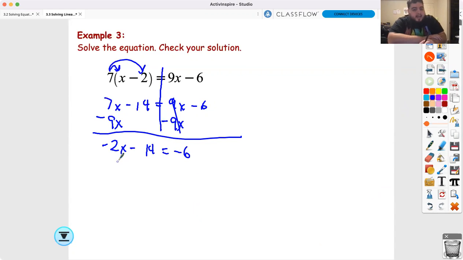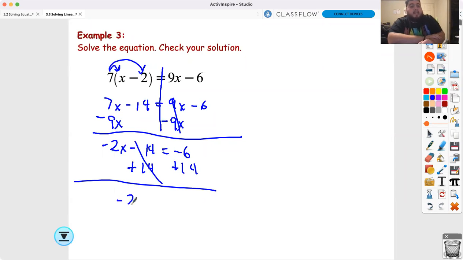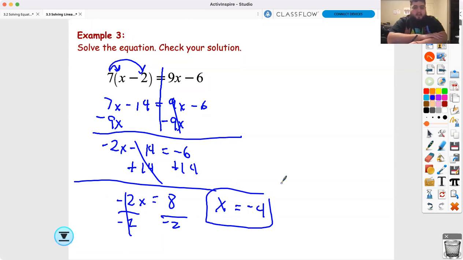Now remember, we want to get x alone. So since we move x's to the left, I'm going to move constants to the right. So the opposite of -14 is +14. So again, -2x equals, I owe the bank 6, but I gave them 14. So I have 8 for myself. I'm gonna divide by -2 because they're being multiplied, and 8 divided by -2 is -4. And we are done.